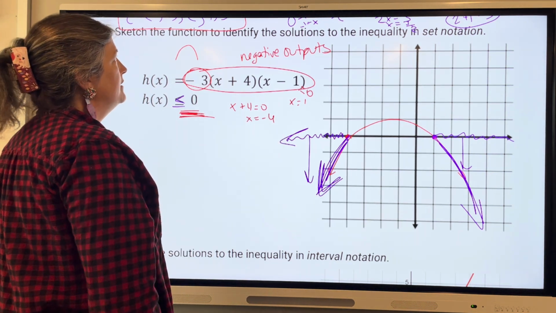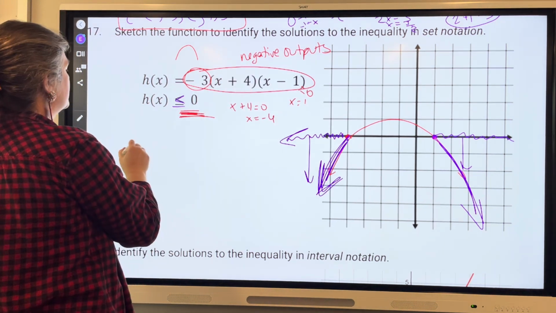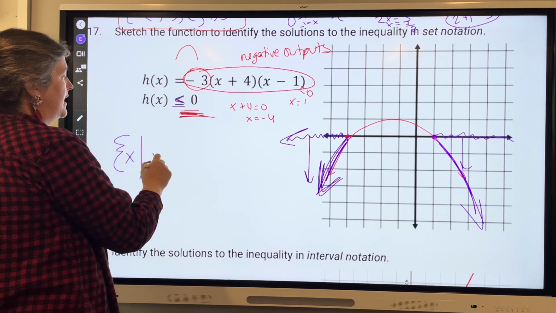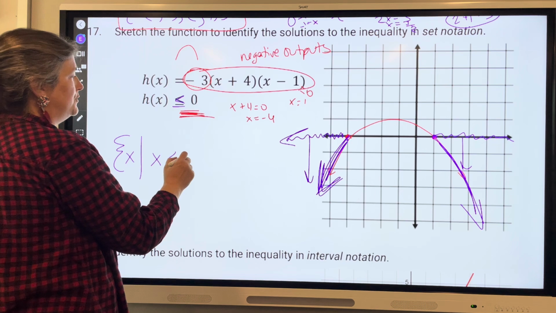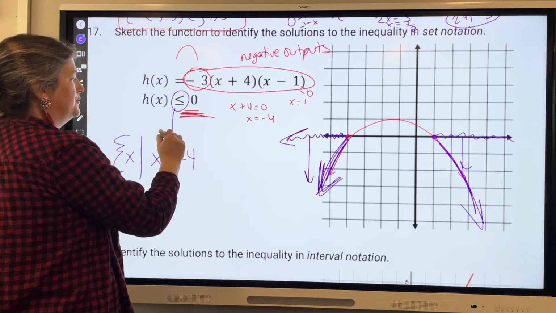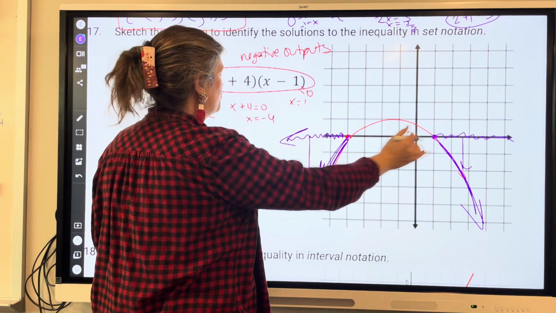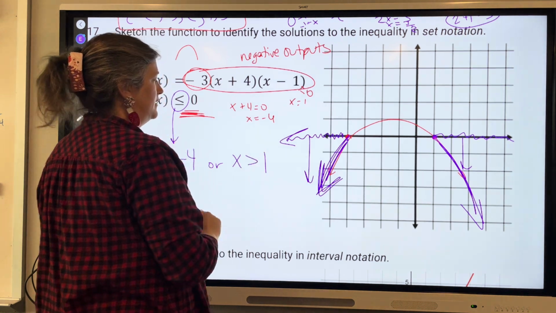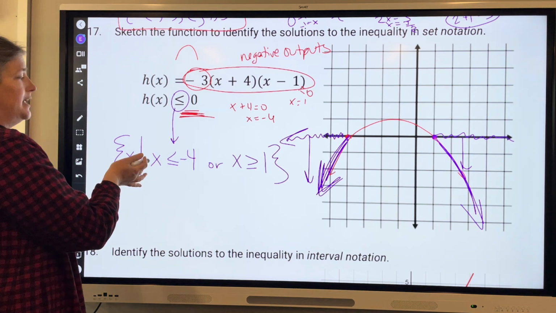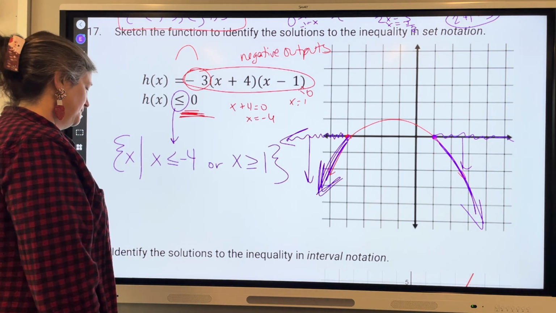So my solutions are the x values. They want it in set notation. So I want the set of all x's such that x is less than or equal to negative 4. I'm going to match this sign. Its energy is my energy, okay? And then, or I'm okay if x is greater than or equal to 1. Again, its energy is my energy. That's my set. Any x's less than or equal to negative 4 or x's that are greater than or equal to 1.